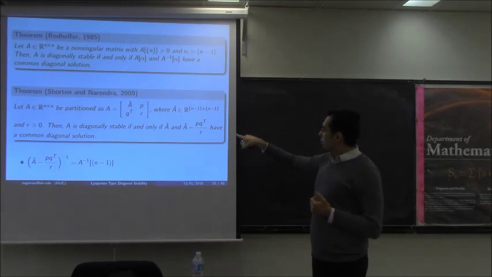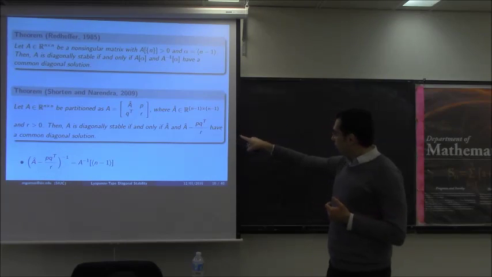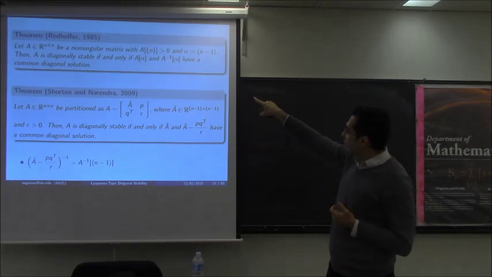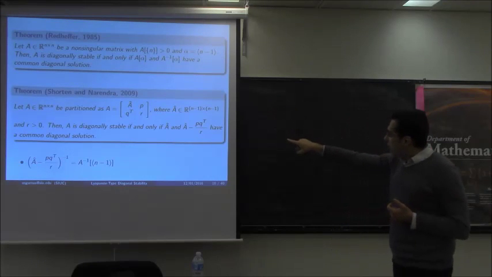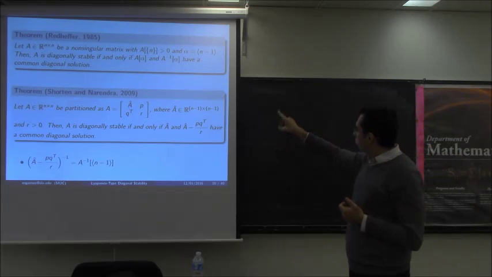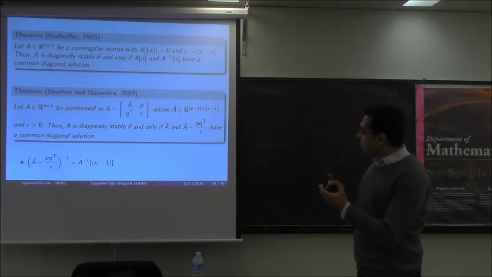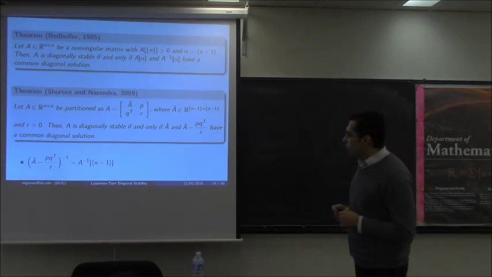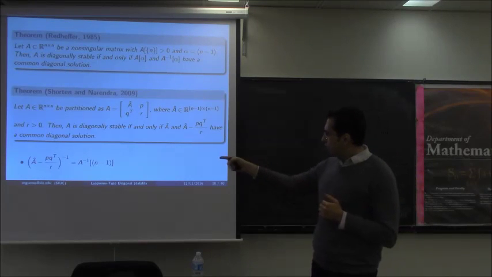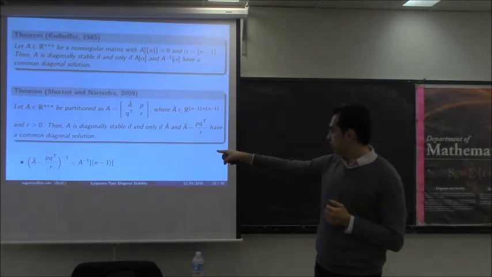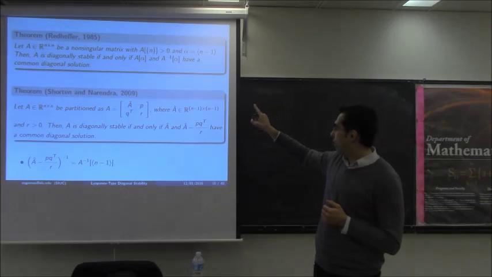Now, diagonal stability depends on the common diagonal solution of A hat and A hat minus PQ transpose over R. A hat is A[alpha] actually in Redheffer's theorem, but A hat minus PQ transpose over R is different from A inverse [alpha] actually. But what is the relation between these two theorems? It's based on two known results. One of them is that A hat minus PQ transpose over R inverse is equal to A inverse [n minus 1]. This A inverse [n minus 1] is the A inverse [alpha] in Redheffer's result.